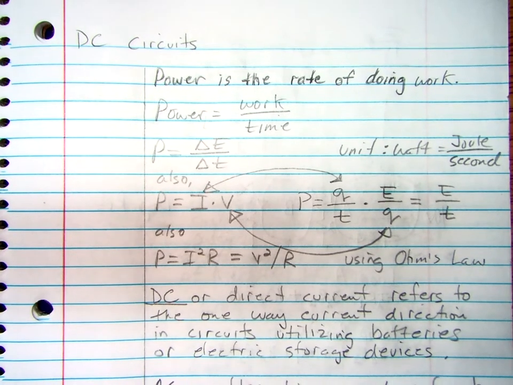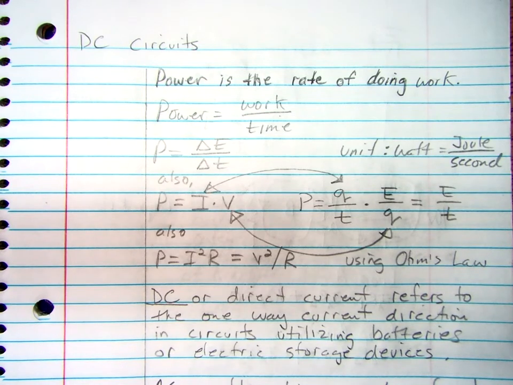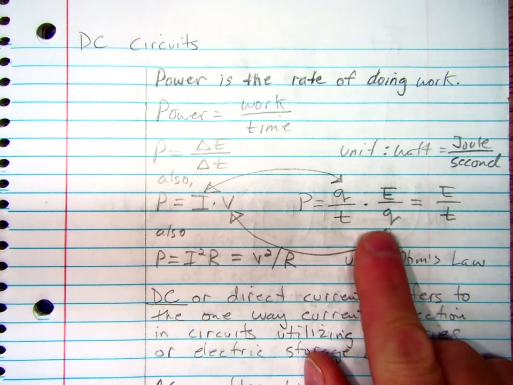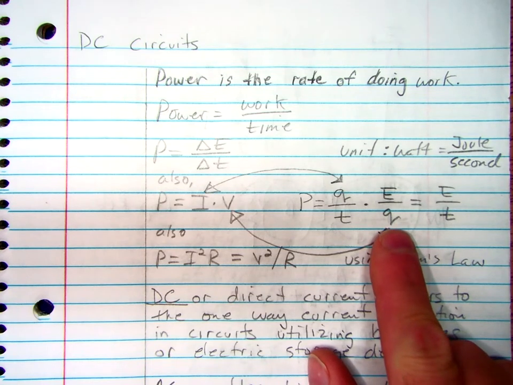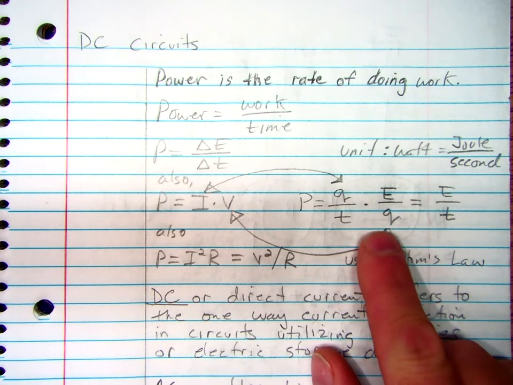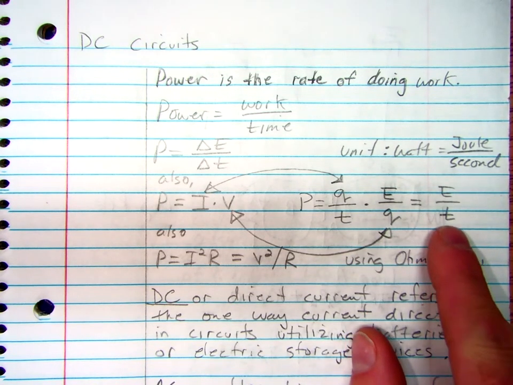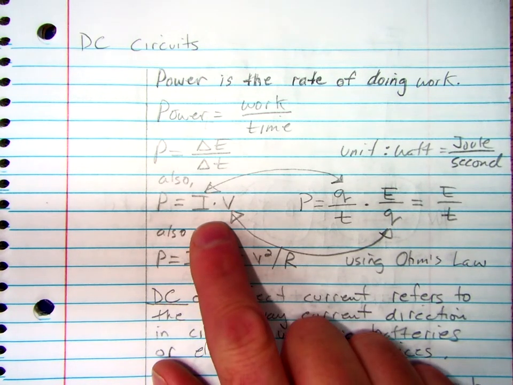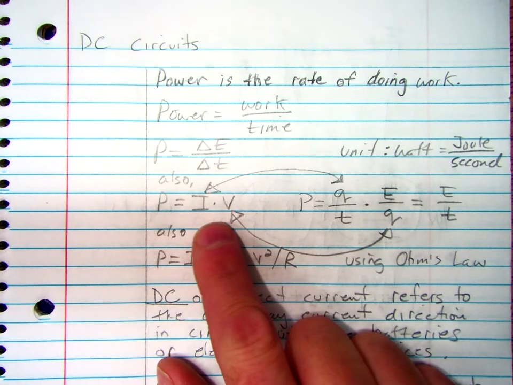Now, in electric circuits, we can take advantage of the definition of current and voltage. Current is charge per unit time, and voltage is potential energy per unit charge. And the product of those is energy per unit time. It's the rate of energy or the rate of work. And so power in electric circuits can be calculated using the product of current and voltage.